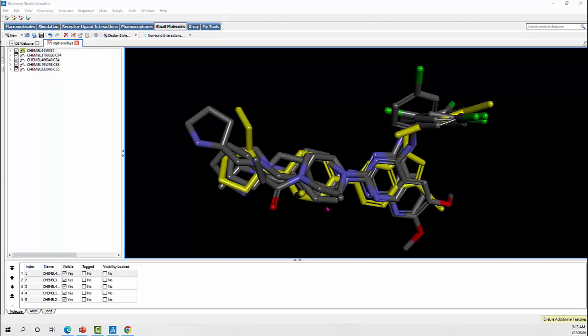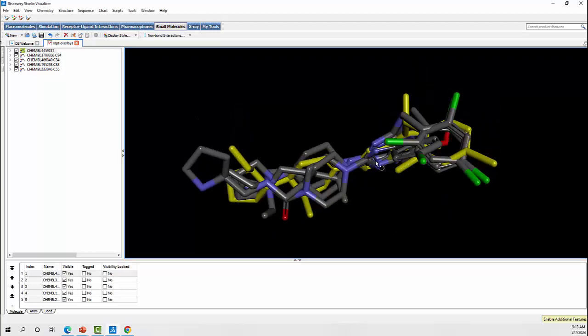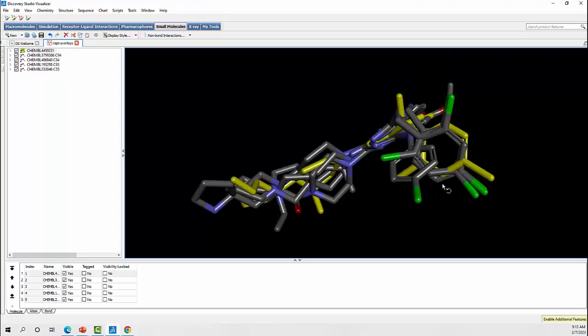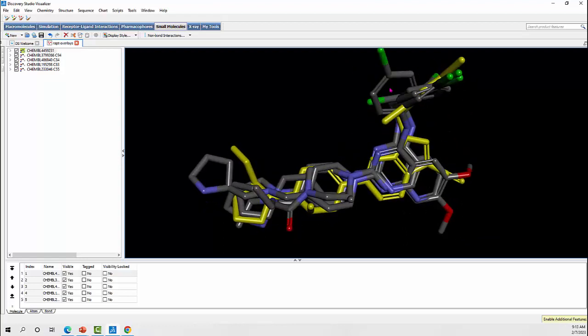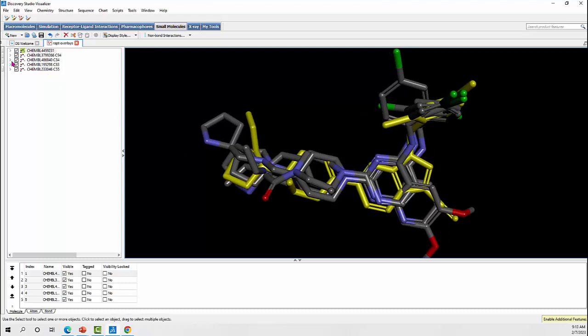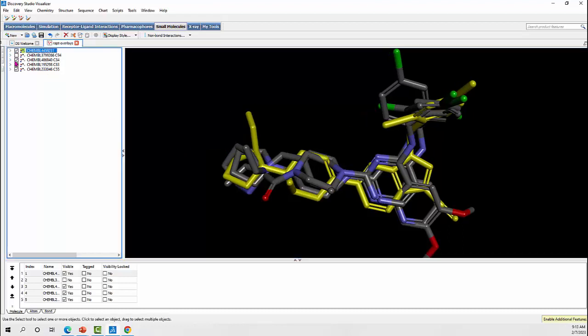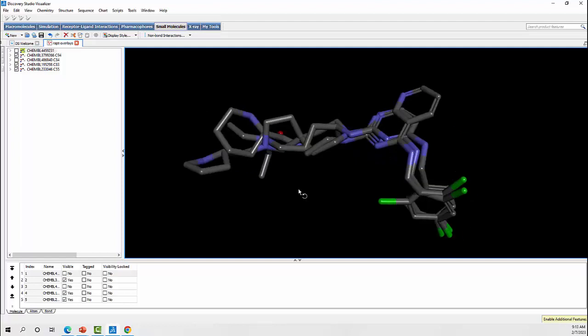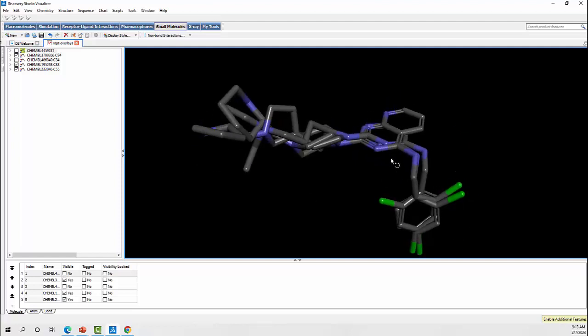First, we'll focus on the phenyl ring in the upper right-hand corner. You see that for 3 out of the 4 candidate compounds, the phenyl ring overlaps very nicely, whereas this 4th one, it's a little bit off. If we take a look at the structures that overlay well, we see that there is a 2-atom spacer between the pyrimidine ring and the phenyl ring.